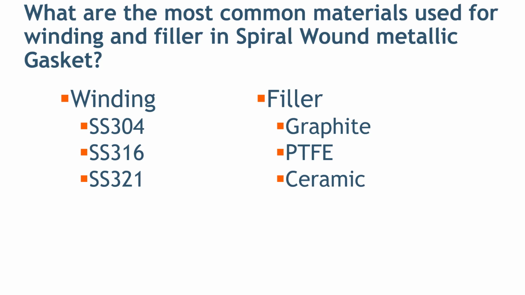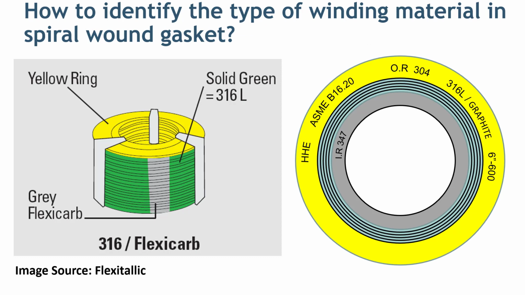Fourth question is, how to identify the type of winding material in the spiral wound gasket? For easy identification, spiral wound gaskets are painted in accordance with ASME B16.20. The solid color on the edge of the outer ring indicates the metallic winding material. The strip color on the edge indicates the non-metallic filler used between the metal winding. The color on the surface of the outer ring indicates material of the outer ring.